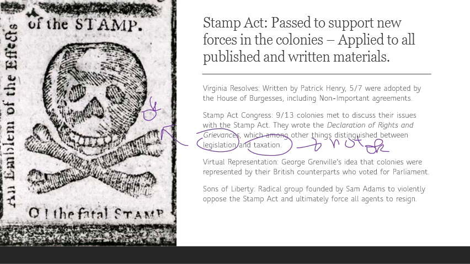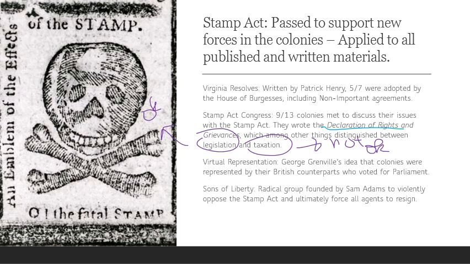So they're going to say that taxation is something that requires representation and that people in the colonies are not being represented. Now, after we send this declaration over, and this declaration is the first in a series. I'm assuming you guys have heard of the Declaration of Independence. There's going to be a couple of these. Pretty much every meeting that we have, we're going to declare something. So this Declaration of Rights and Grievances is going to be responded to by our good friend George Grenville, with the idea that the colonies were actually represented by their British counterparts who voted for Parliament.